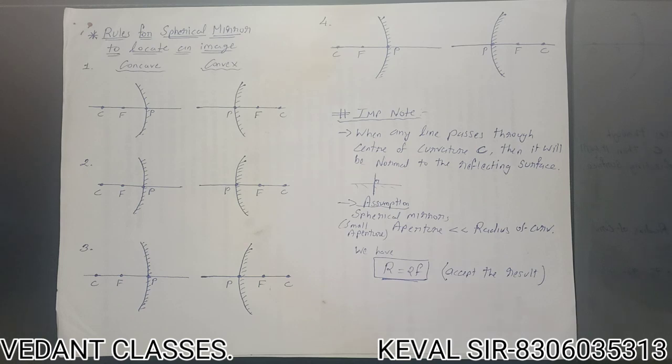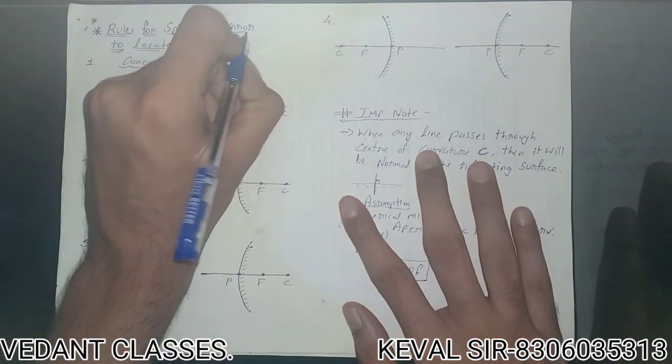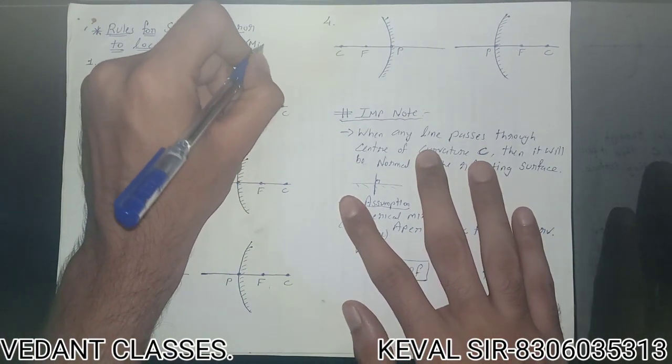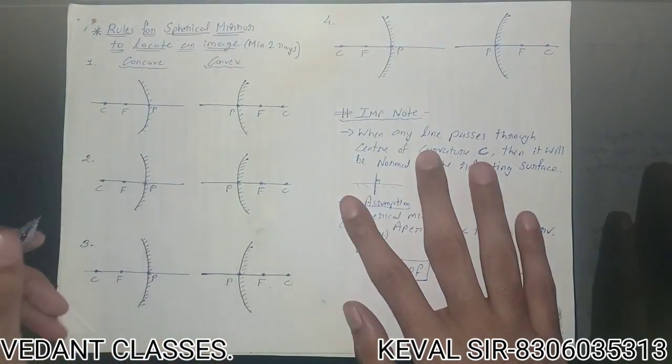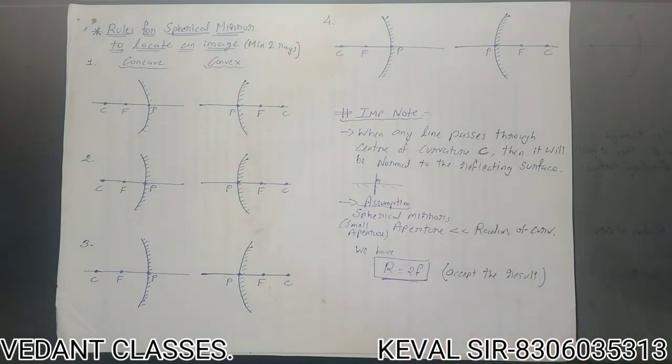Okay, so now let's see the various cases, various rules using which we can locate an image. So how many rays we need? Minimum 2 rays. So out of these 4 you can choose any two rays to locate an image. So let's see the rules one by one.